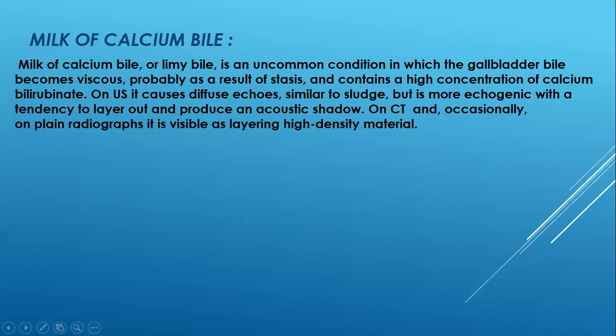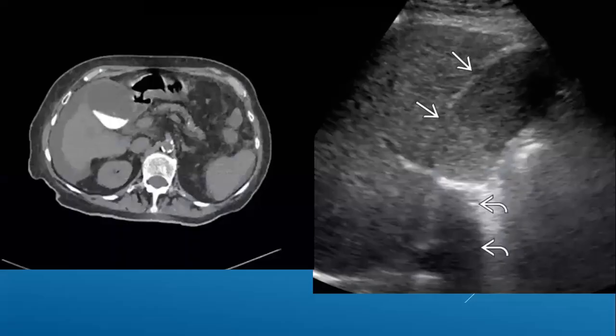Milk of calcium bile or limy bile is an uncommon condition in which the gallbladder bile becomes viscous, probably as a result of stasis, and containing high concentration of calcium bilirubinate. On ultrasound, it causes diffuse echoes similar to the sludge, but small echogenic with tendency to layering out and produce acoustic shadowing. On CT and occasionally on a plain radiograph, it's visible as layering high density material.